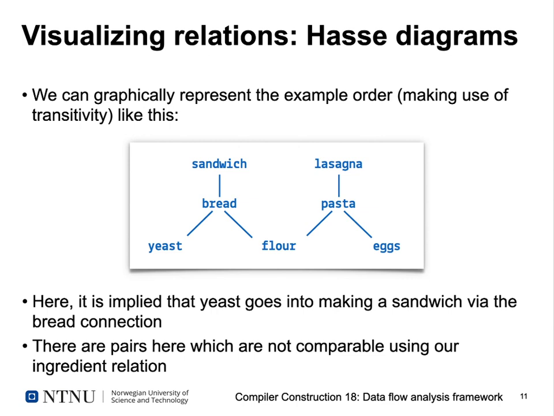So we see that a sandwich requires bread. This was one of the relations we explicitly stated. And to make bread, you need yeast and flour. On the other hand, if you want to make lasagna, you need pasta, and pasta also needs flour. So we have a common element here in our Hasse diagram. And we'd also need eggs. Here it's implied that yeast goes into making a sandwich using this transitivity over the bread. But there are also pairs here which are not comparable using our ingredient relation, so we don't know anything about the relationship of yeast and pasta, for example.